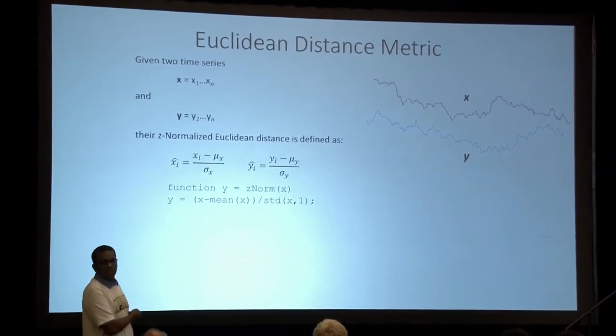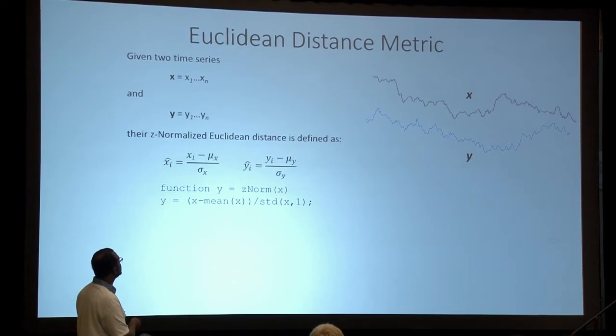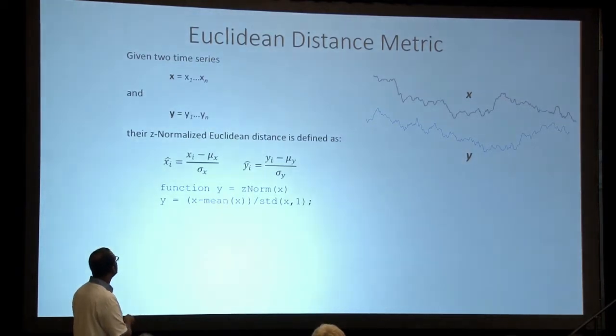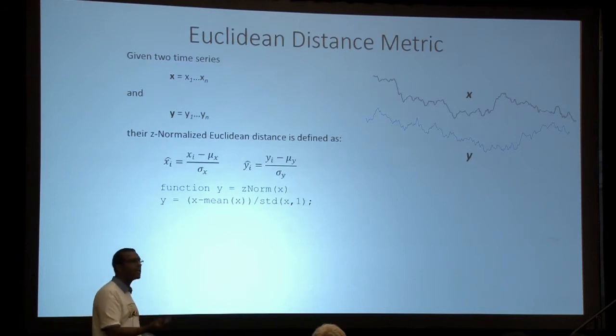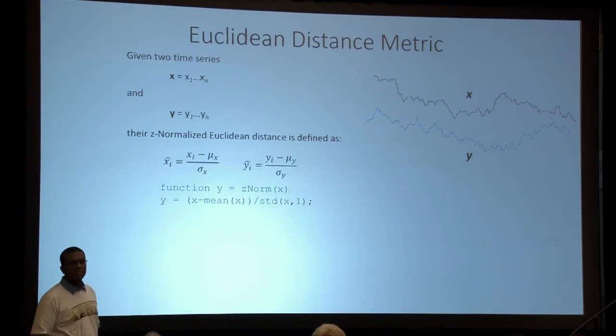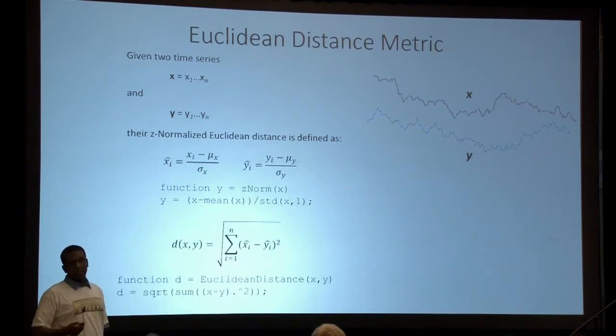And a MATLAB script is very simple. So you can have a function called z-norm, which takes in x and produces a normalized value and outputs it in y. And you take the vector, subtract element-wise the mean, and divide element-wise by the standard deviation. And that small 1 corresponds to the fact that it is a sample standard deviation, not population standard deviation. Very simple. You normalize the two sequences. Then you calculate the Euclidean distance. Very simple. You subtract. So we use hat to represent the normalized values.